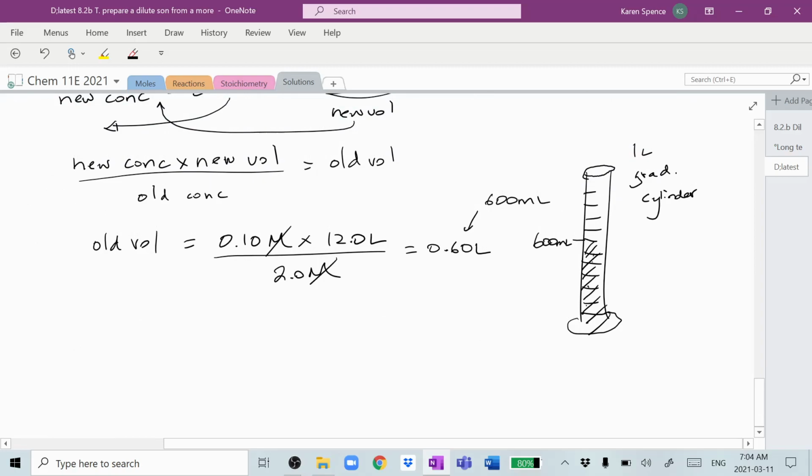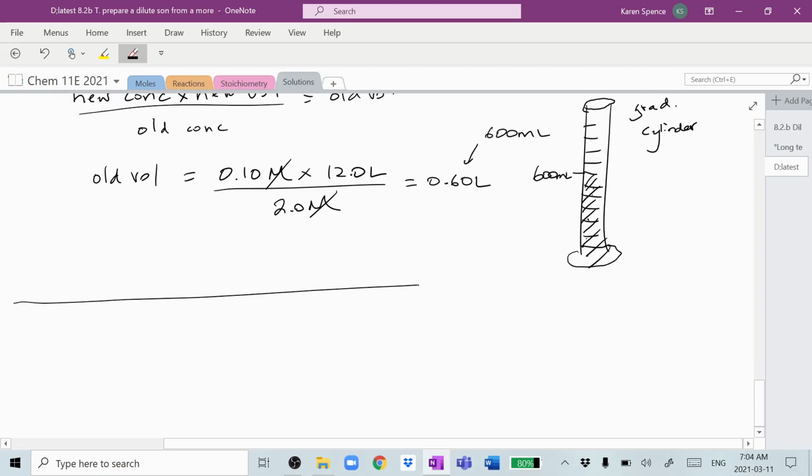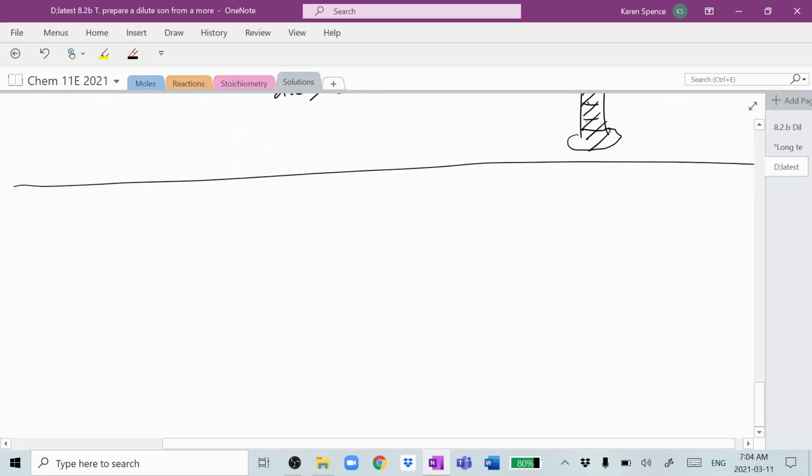And that is it for that. So give those questions a try. Should I teach you the other way? Yeah, I'm going to. So if you are interested in learning the third way of doing this, the key to all these dilution problems is that moles before dilution is equal to the moles after the dilution.